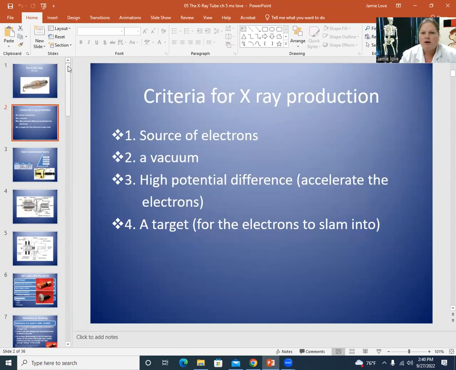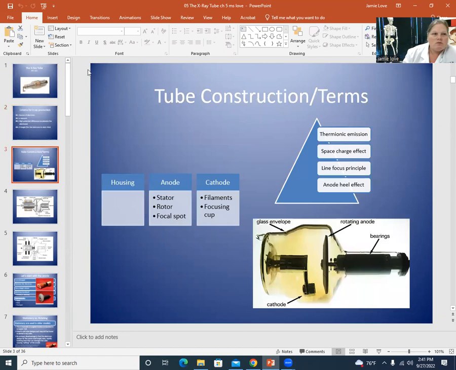So the criteria needed for X-ray production, there's 4 things that are said to be needed: a source, a vacuum, a high potential difference, and a target. Those are our 4 things. We're going to break that down into looking at the construction of the tube and what those things do.